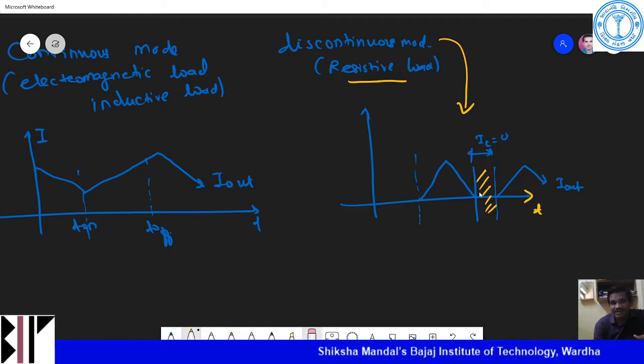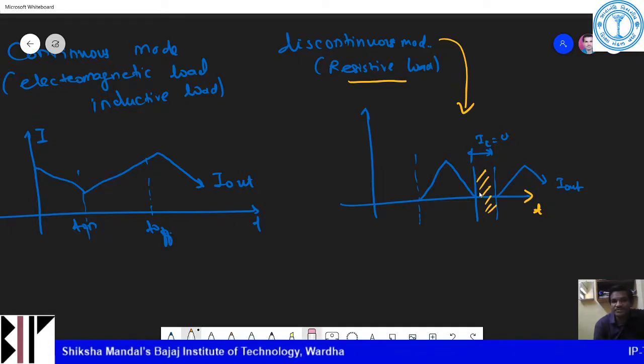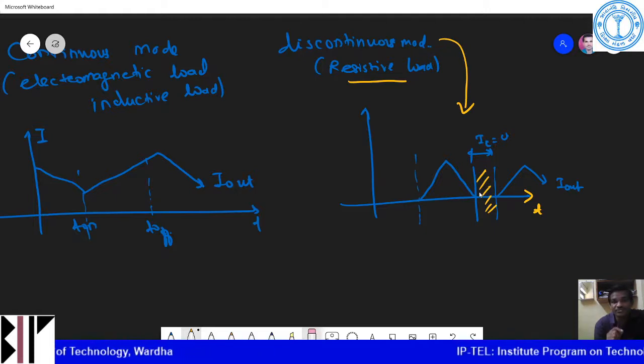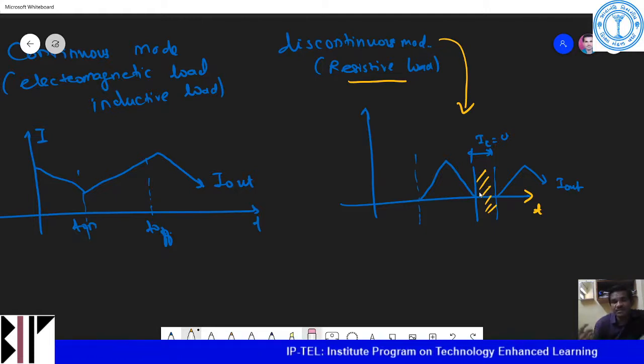But if an inductive load or electromagnetic load is there, then it should be continuous mode. There should be no disruption of the current which is flowing through your inductor. This is the meaning.